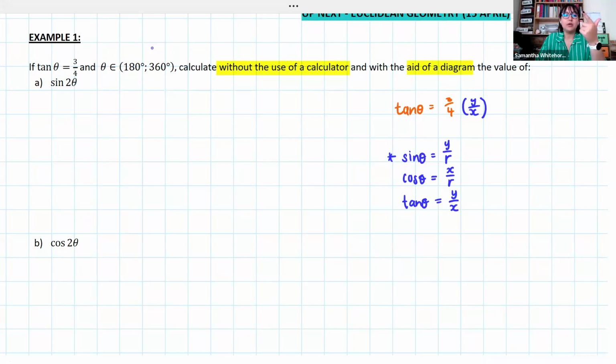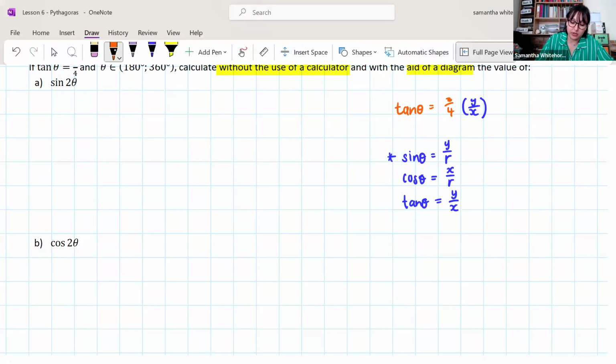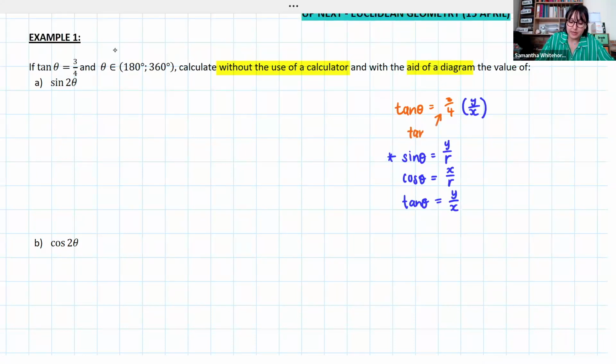The second thing that we know is that the tan ratio is positive. How do I know it's positive? We just look at the ratio. So tan is positive, which means that if we think about our quadrants, we're either working in quadrant 1 or quadrant 3. We need to decide which quadrant we're working in because that's going to determine whether my y value is positive or negative, same with x.